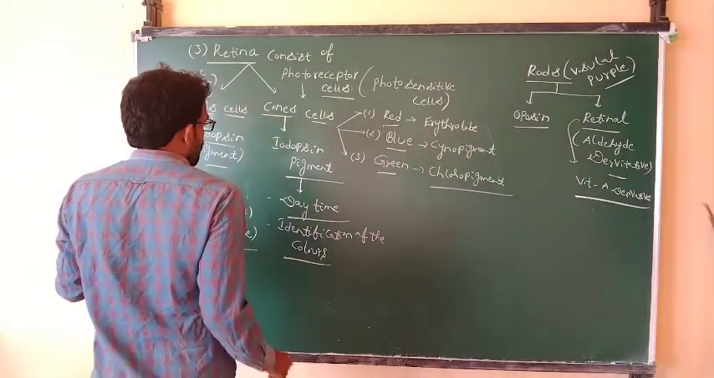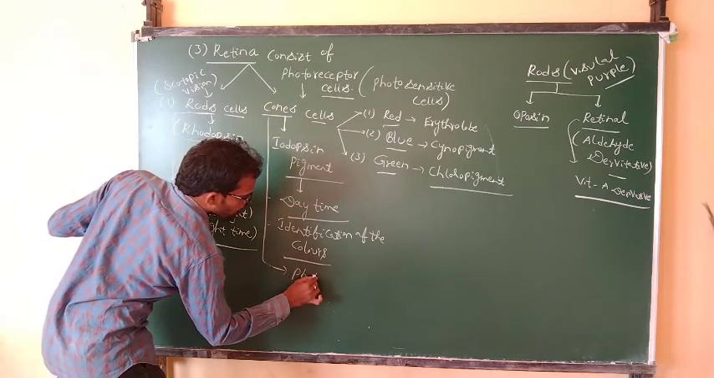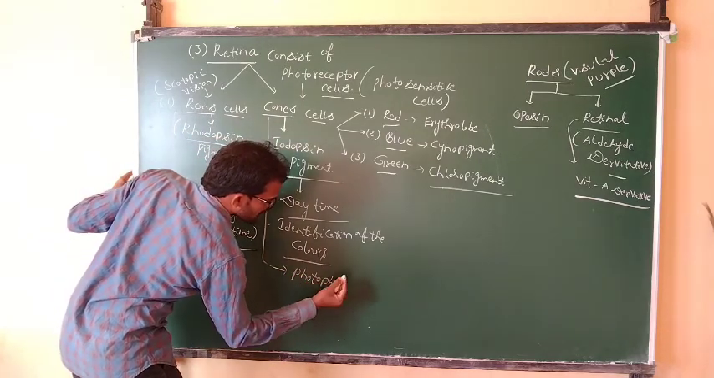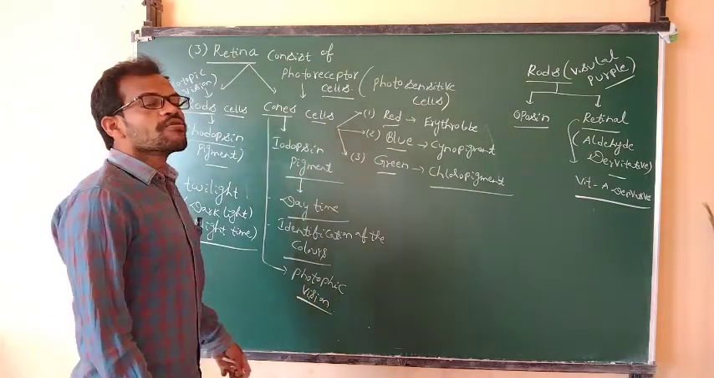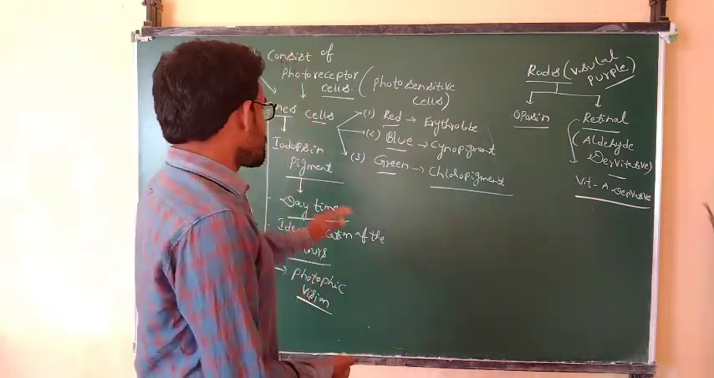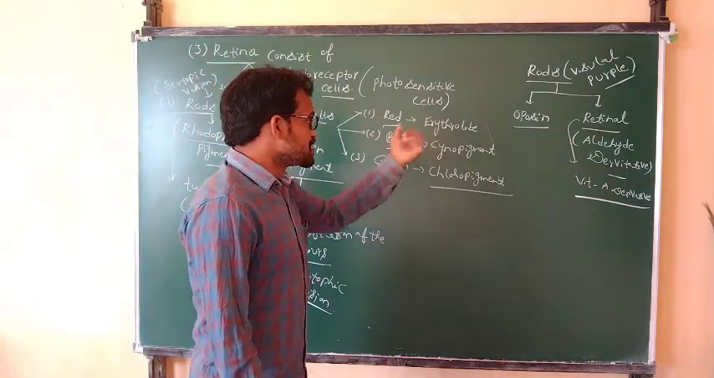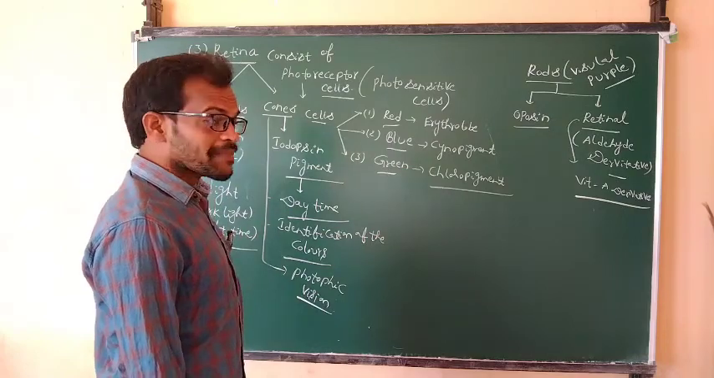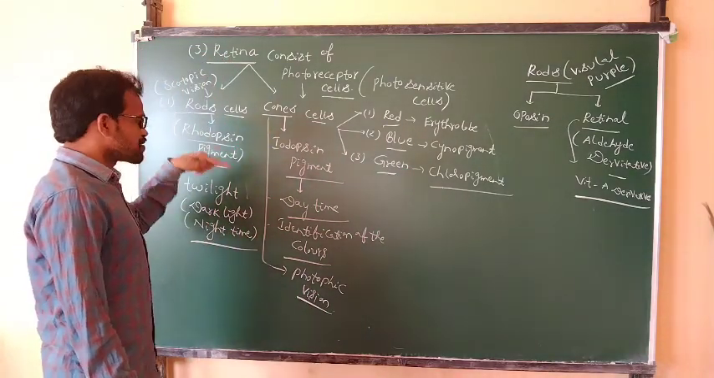The cone cells are also known as photopic vision. There are different types of cone cells: red means erythropigment, blue means cyanopigment, green means chloropigment. The cone cells consist of iodopsin pigment, and rod cells consist of rhodopsin pigment.